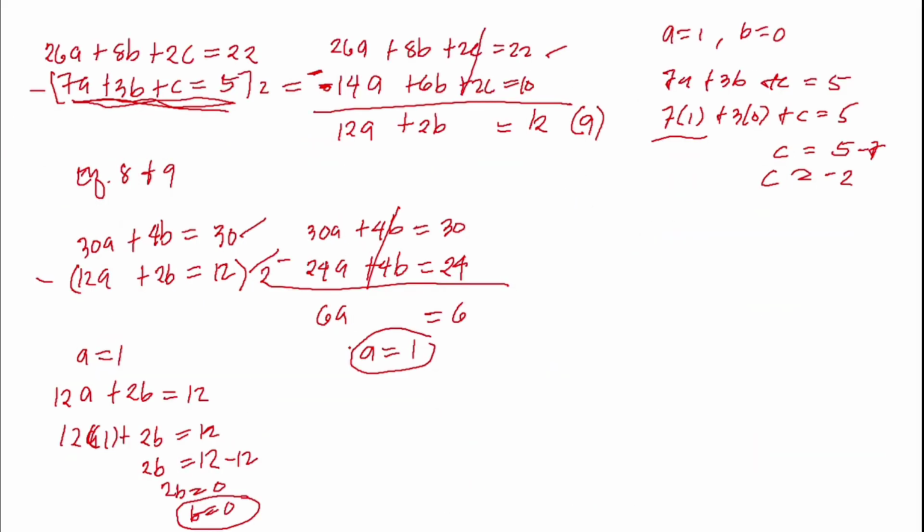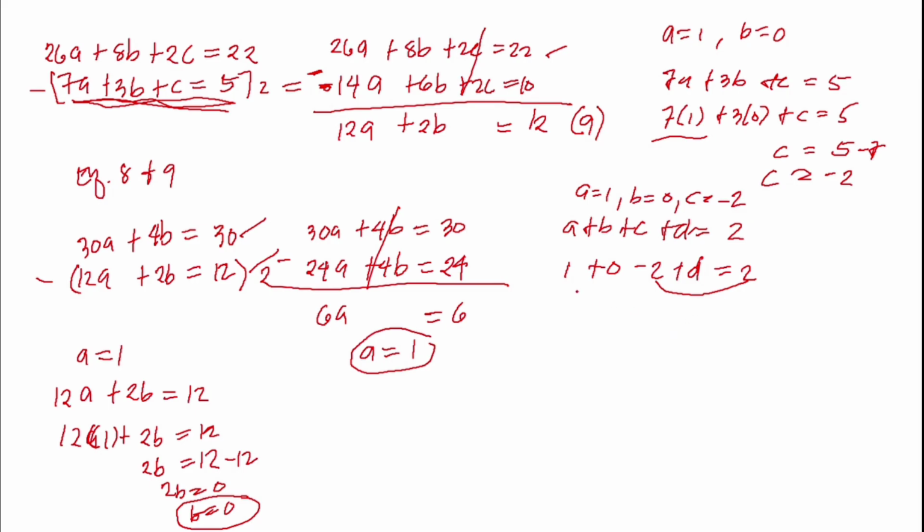Let's use the first equation, because the first equation is the easiest. So we have here the equation A plus B plus C plus D is equal to 2. A is equal to 1, B is equal to 0, and C is equal to negative 2. So 1 plus 0 minus 2 plus D is equal to 2. So 1 minus 2, we transpose, and we have D is equal to 4 minus 1. So D is equal to 3.